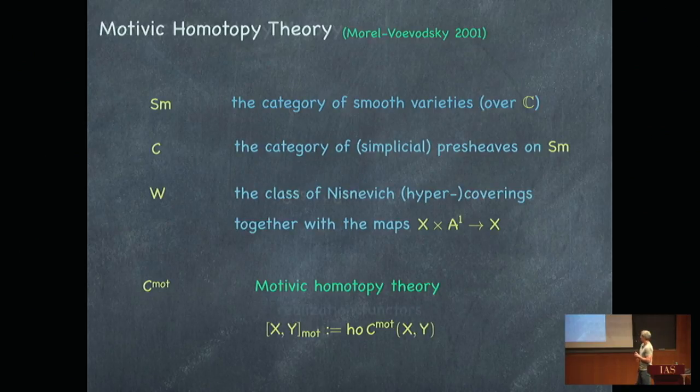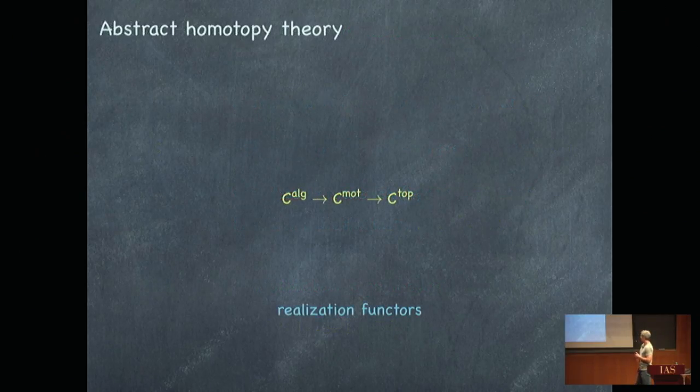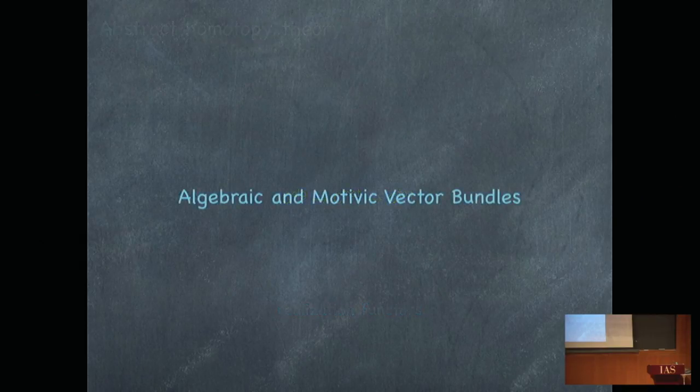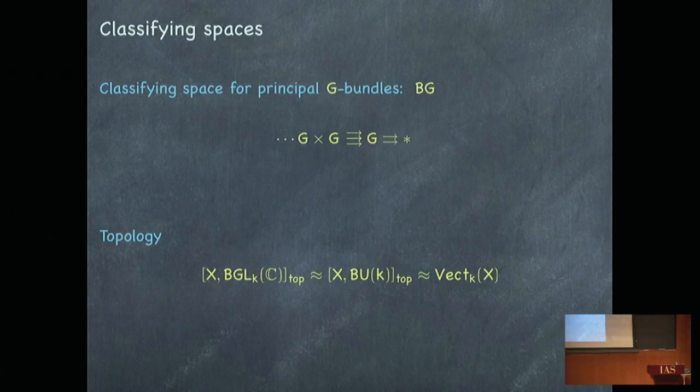Okay, so that's motivic homotopy theory. There are some forgetful functors. You can go from a problem in algebra to a problem in motivic homotopy theory to a problem in topology. And we can study vector bundles in these categories.